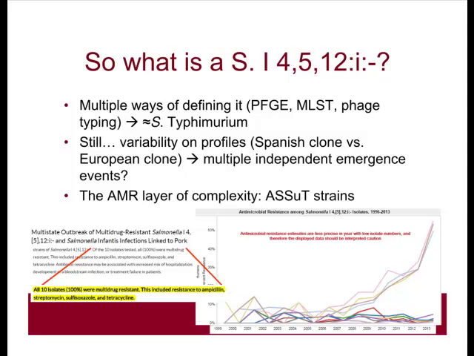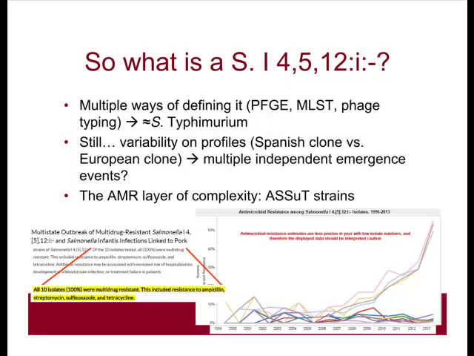And depending on different molecular techniques, you can hear about a Spanish clone, that has a certain antimicrobial resistance profile, and a European clone, which is typically found in swine. And that has suggested that perhaps what we have is, for whatever reason, multiple independent emergence events, so multiple Salmonella Typhimurium over time are undergoing certain changes and are now expressing this particular antigenic formula, and it's not just one single clone. And then we have the antimicrobial resistance layer of complexity, so that's of course a hot topic, and that makes everything a little bit more interesting.